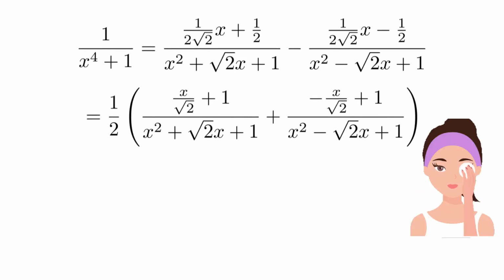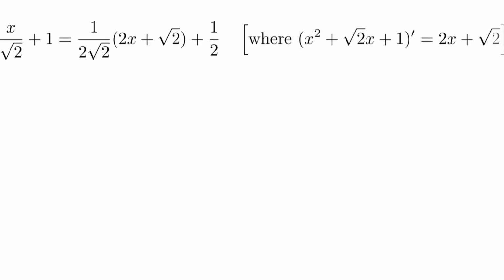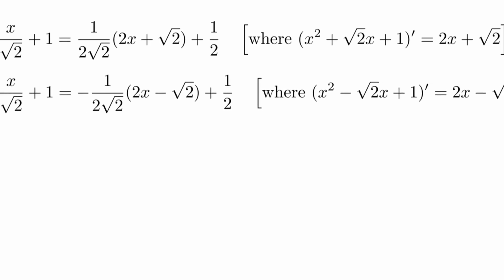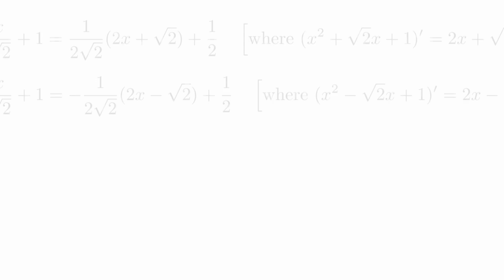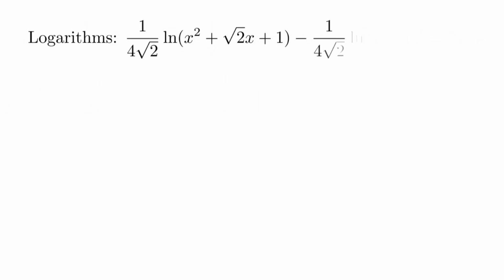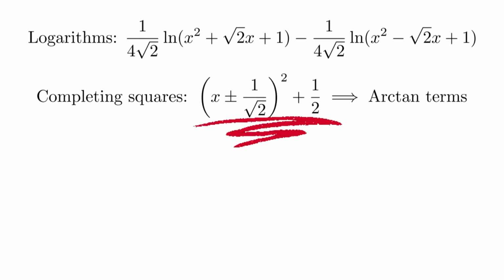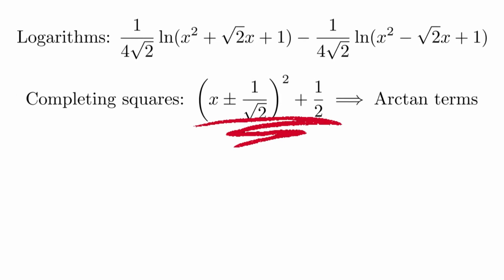Notice something beautiful. The numerator is almost the derivative of its denominator. This means each fraction can be separated into a logarithmic integral plus an arctangent integral. The derivative terms integrate into natural logarithms. The remaining quadratic expressions complete the square. They become standard arctangent integrals.